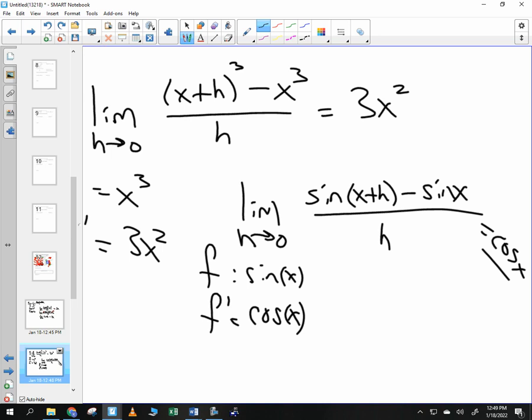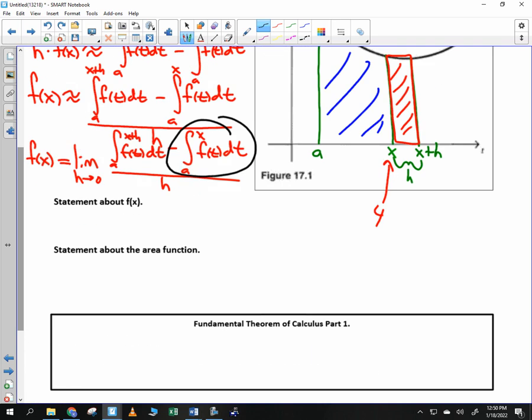Notice the function was here. It was the thing being subtracted, right? The derivative is the thing that we said it's equal to that, right? So look. That's the function. What's the derivative? This.